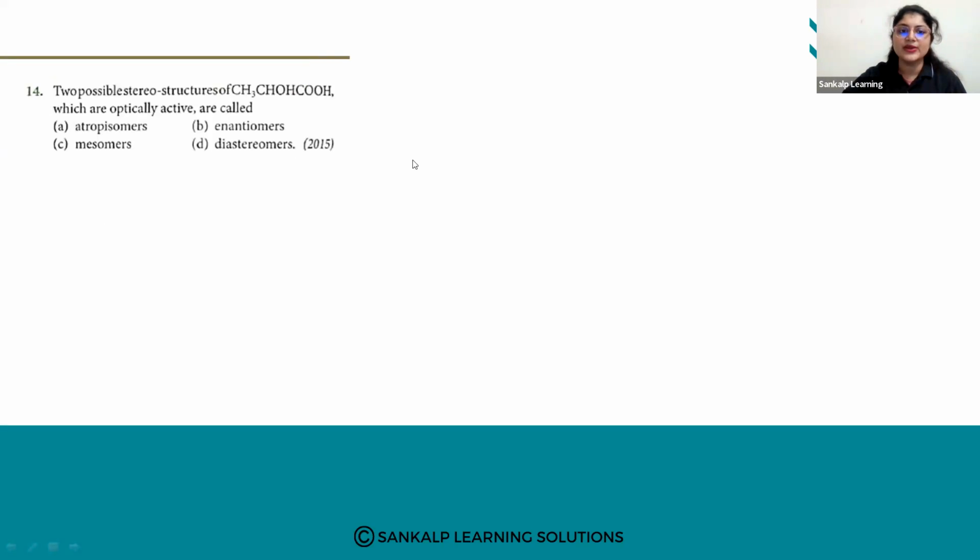Two possible stereoisomers of CH3CHOHCOOH, which are optically active, are called as what? First is atropisomers. Second, option B, enantiomers. C is mesomers, D is diastereomers. So this was a question asked in 2015.